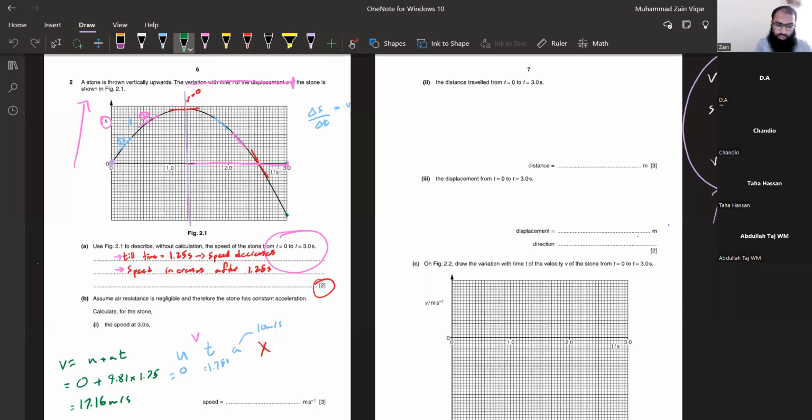T is 1.75 because I'm only considering the graph which is on my right. I'm ignoring the region where velocity was before. This whole part was ignored by me. The time was also ignored, the initial 1.25 seconds and everything. Okay, so the distance traveled from, just a second.